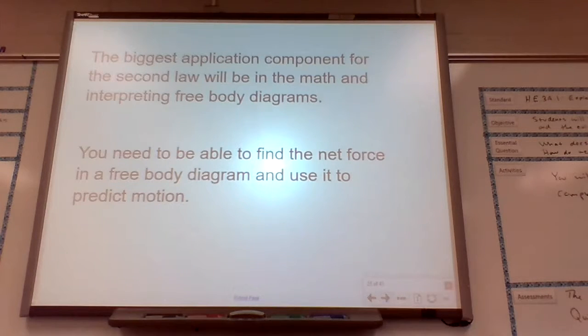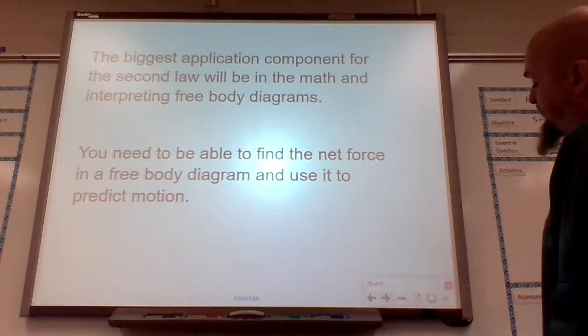And there's going to be a lot of math with the second law. That's where all the equations come from in this particular unit, and we'll get to those equations next week. But for now, we want to be able to interpret the free body diagrams, be able to look at those free body diagrams and predict the future motion of an object.